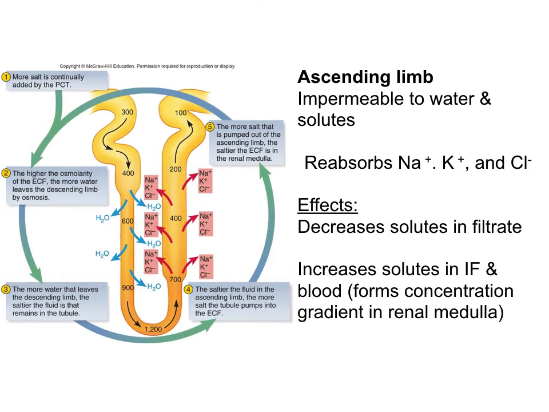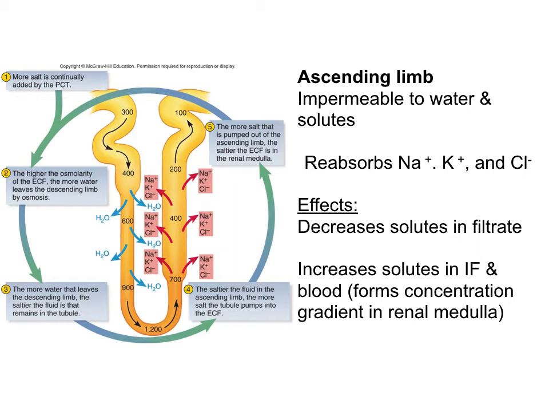Alright, so let's talk about your ascending limb. Now, the ascending limb is impermeable to water and most solutes. Remember from A&P1, Chapter 3, impermeable means nothing passes. So it's kind of like jail lockdown. Water cannot pass across this wall, and most of your solutes can't.